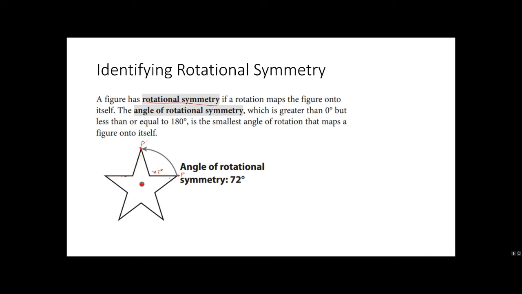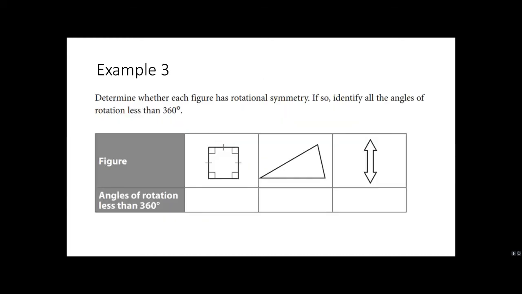That's what they're talking about. So this is an angle of rotational symmetry. Basically, you rotate it 72 degrees and you're all set. It looks just like what it was. Now, I want you to know angles of rotational symmetry have to be greater than 0 and less than or equal to 180. Now, if they tell you to list all the rotations of symmetry, then you're thinking about 0 to 360, and we'll get to that.